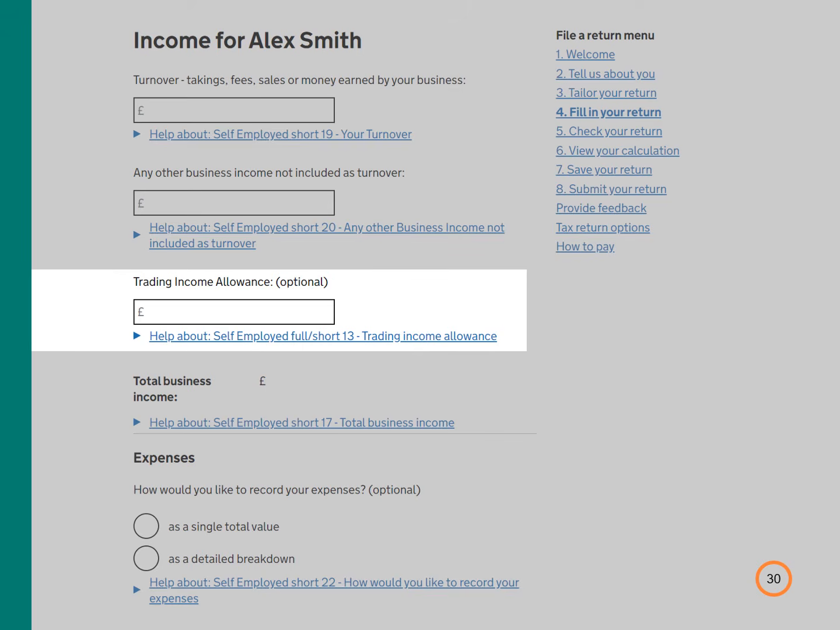This is where you can claim the trading income allowance of up to £1,000. If you choose to use the allowance, enter up to £1,000. If you have more than one self-employment business, this can be split between them, but the total claimed cannot exceed £1,000. However, if you also have a property business, you can claim the property income allowance as well as the trading income allowance. Let's look at an example.